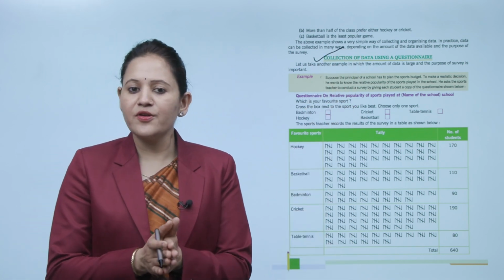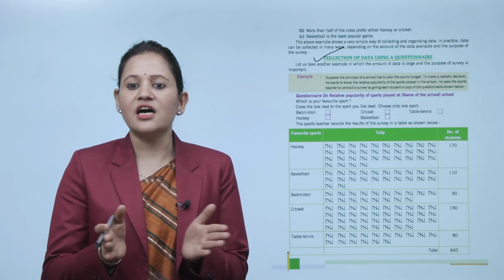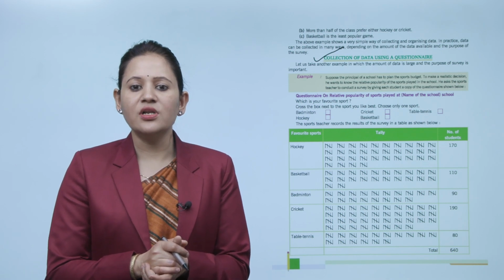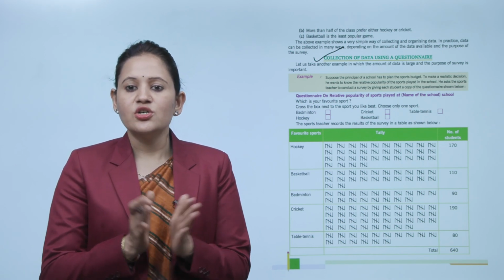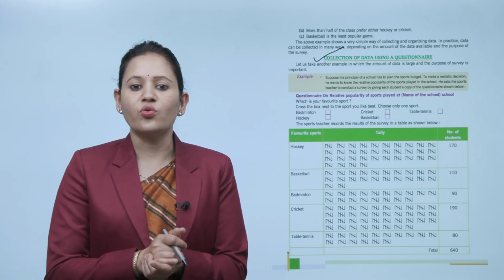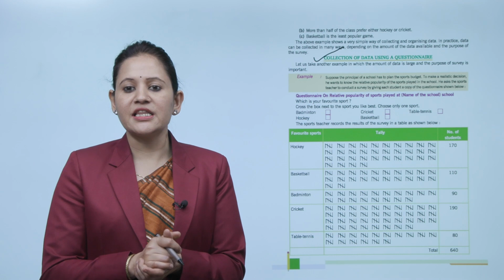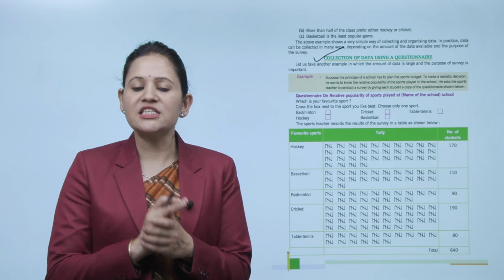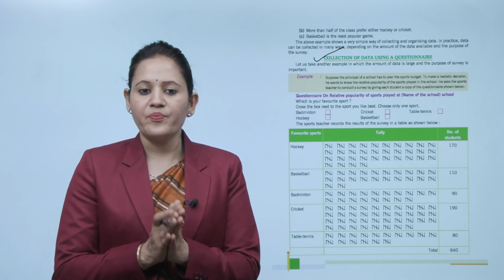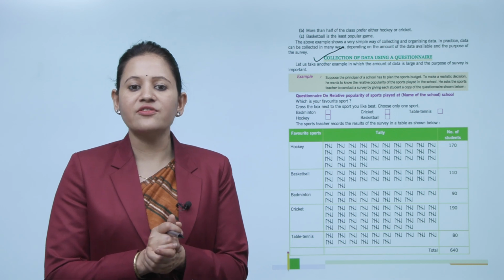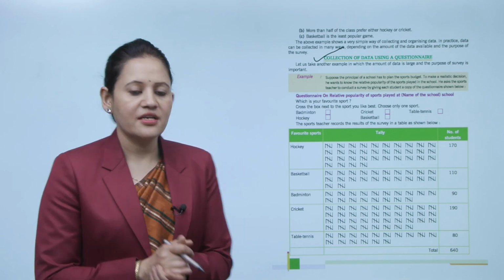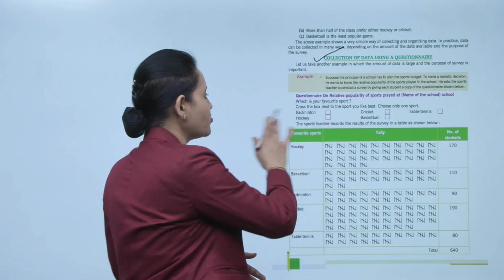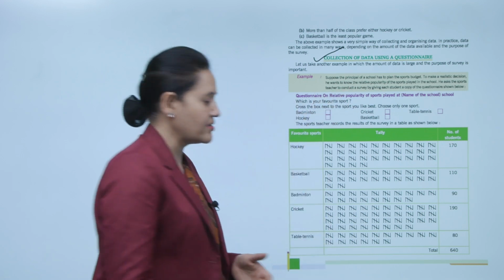Let us take another example in which the amount of data is large and the purpose of the survey is important. For example, suppose the principal of the school has planned a sports budget. To make a realistic decision, he wants to know the relative popularity of sports played in the school. He asks the sports teacher to conduct a survey by giving each student a copy of the questionnaire shown below. So, the questionnaire on the relative popularity of sports played at school asks: which is your favorite sport? Here the students have to mark their favorite sport.